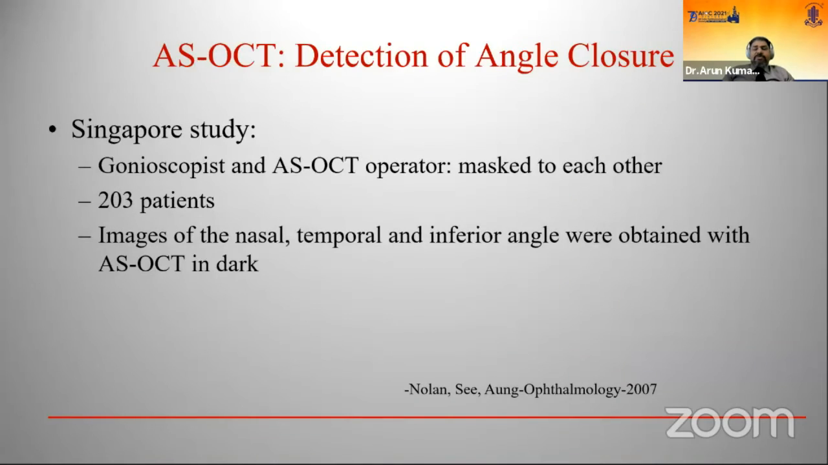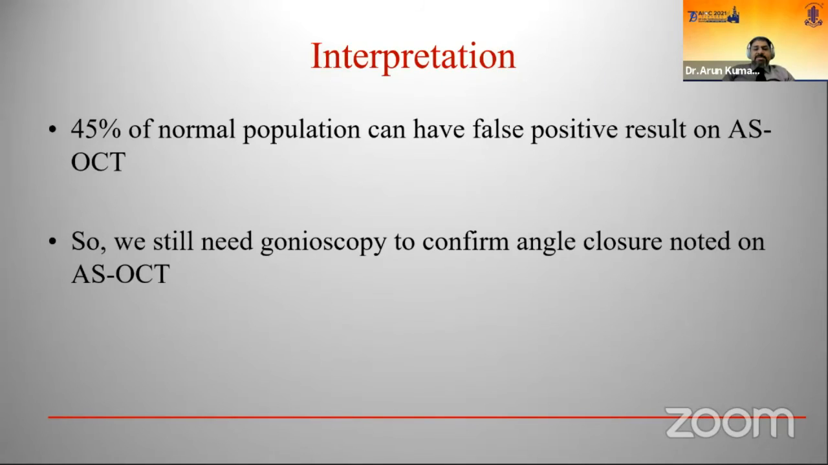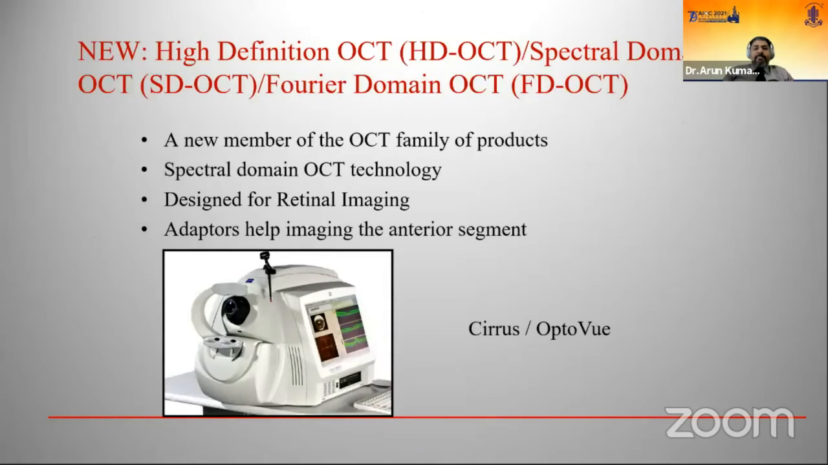Now, how does AIOC perform against gonioscopy? The study from Singapore, again involving about 203 patients, found that the sensitivity of this imaging tool is about 98%, whereas the specificity is about 55%. What this essentially means is that 45% of the normal population can still have a false positive on the AIOC and would still need a gonioscopy to confirm closure.